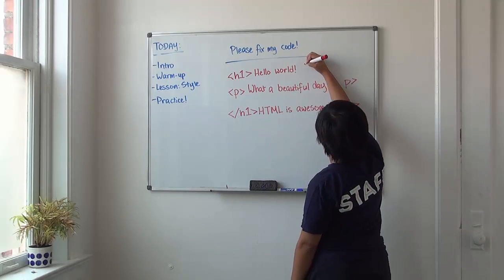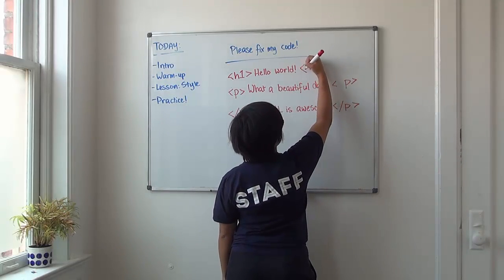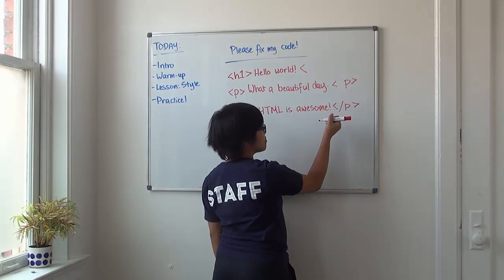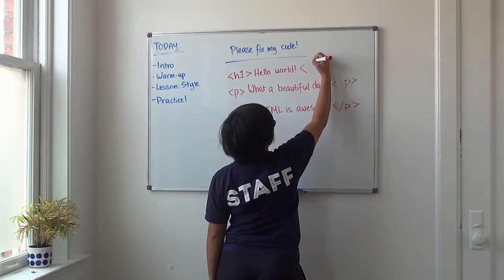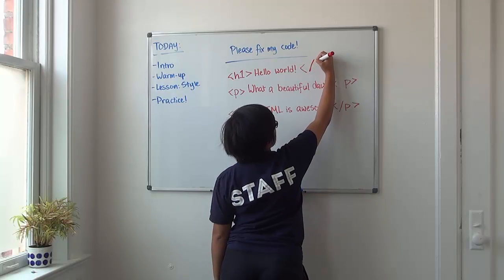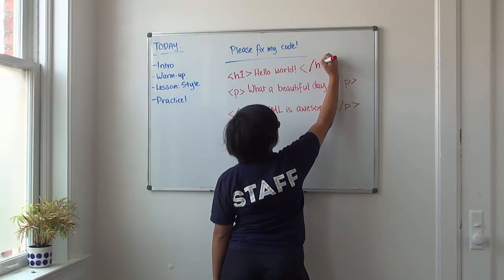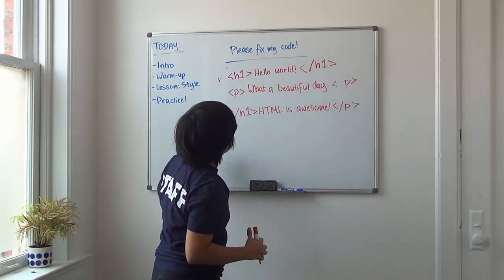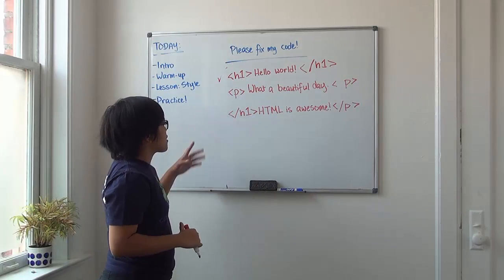So let's close it. Do you guys remember how to close a tag? To close a tag, you put a slash right here, and then the same kind of tag that you open. So now, this one is all fixed up. Now let's move on to the next tag.